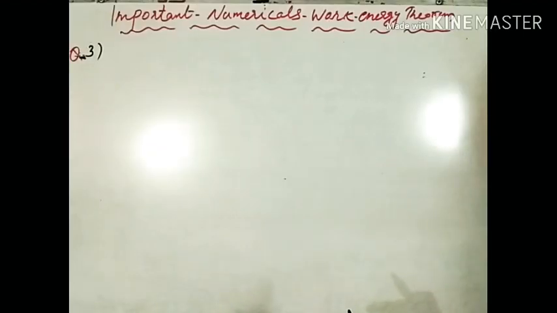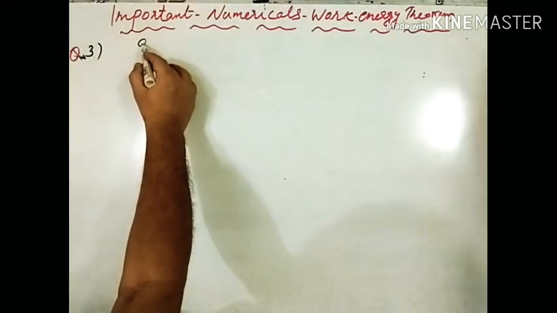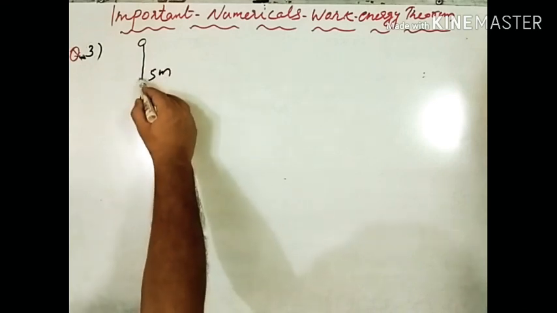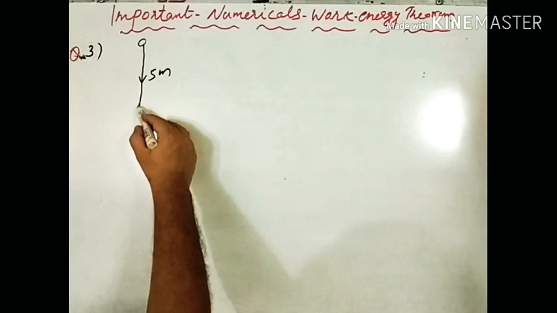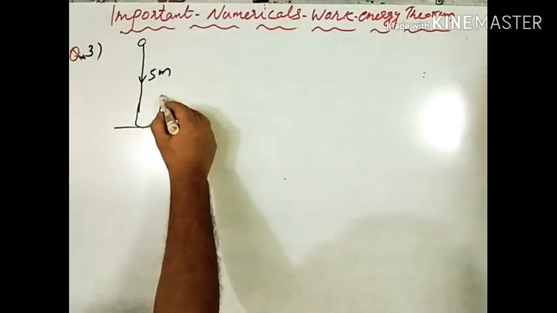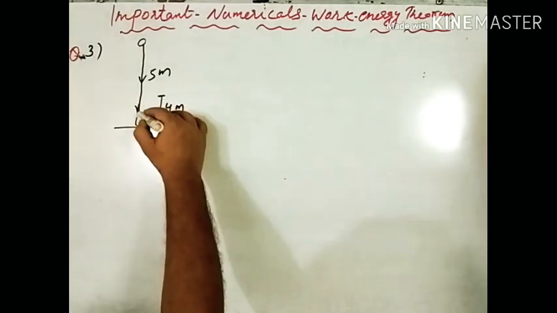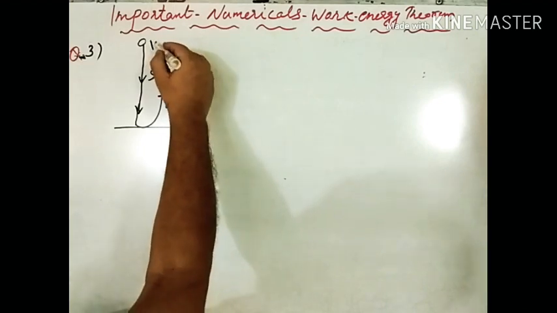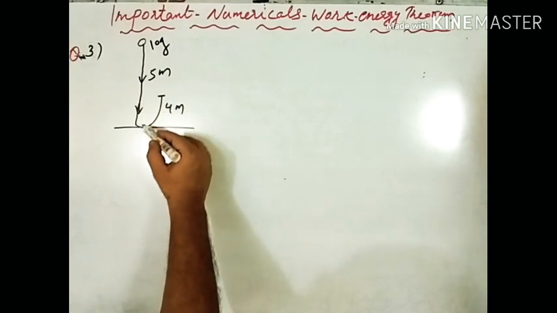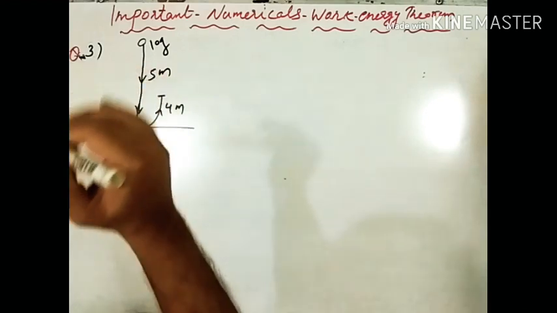Let us visualize the case involved here. A ball of mass 10 gram falls from a height of 5 meter. It is coming down, and on striking the ground, it rebounds to a height of 4 meter. So a ball of mass 10 gram, falling from a height of 5 meter and striking the ground, rebounds to a height of 4 meter.